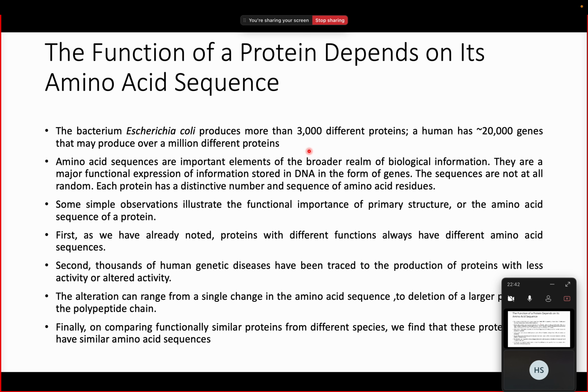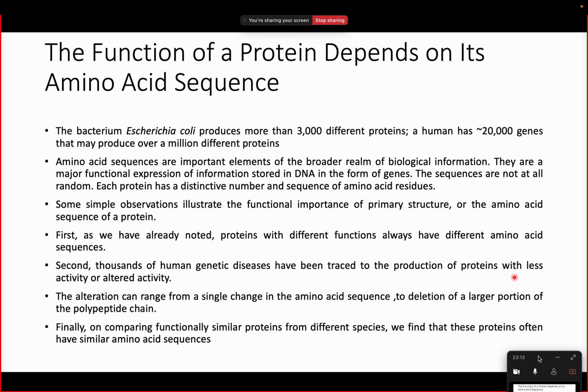As I mentioned, if you know the primary structure, which is just the sequential arrangement of amino acids for that particular protein, it serves as a functional understanding of the protein structure and function relation. First, as we have already noted, proteins with different functions always have different amino acid sequences. Second, thousands of human genetic diseases have been traced to the production of proteins with less activity or altered activity.